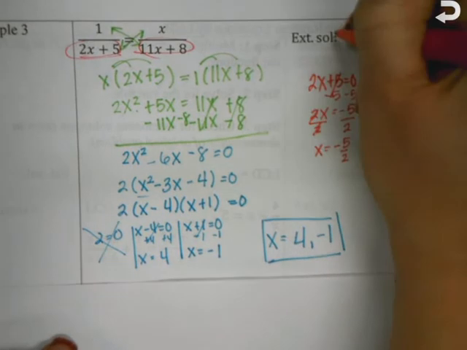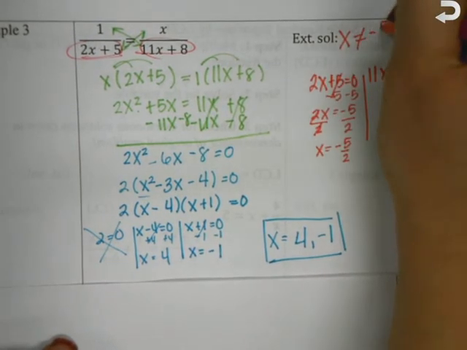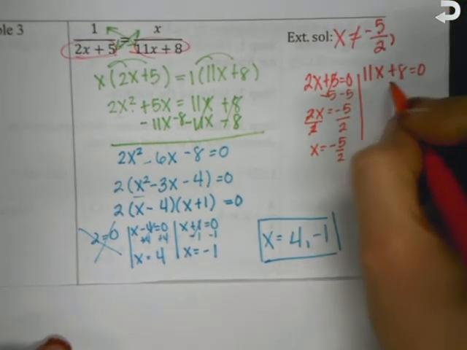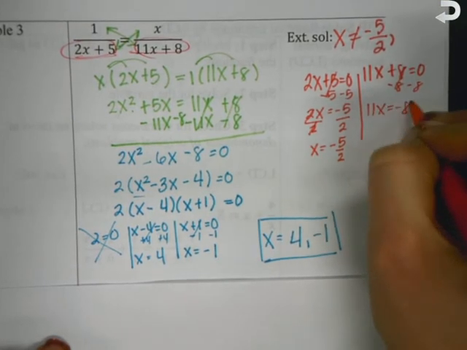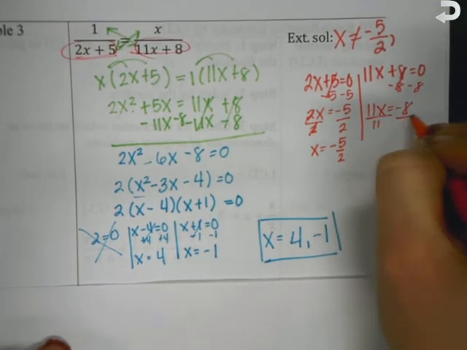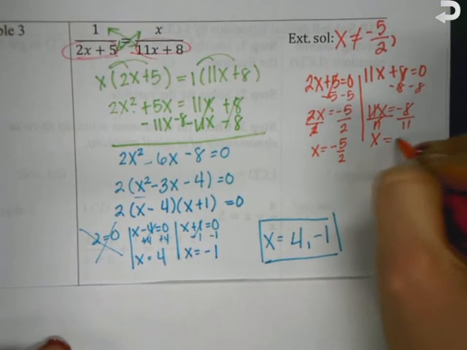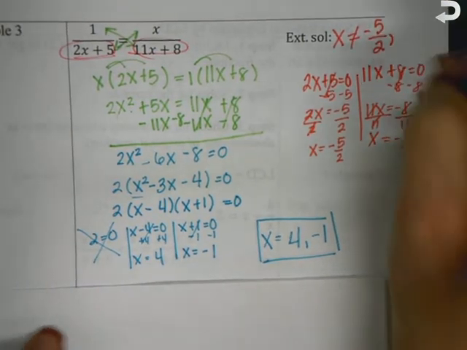And then subtract 8 from both sides. 11x equals negative 8. Divide by 11, x equals negative 8 over 11. So x can also not equal negative 8 over 11. So our answer's good? Yeah, our answers are good.